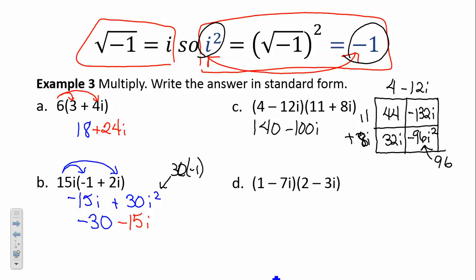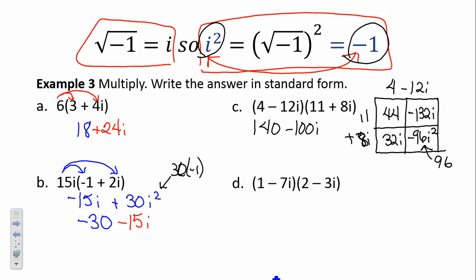What does FOIL stand for? You hear math teachers say it all the time. What does FOIL stand for? Yes, the front, the outside, the inside, the last, or the first, outside, inside, last, either one.